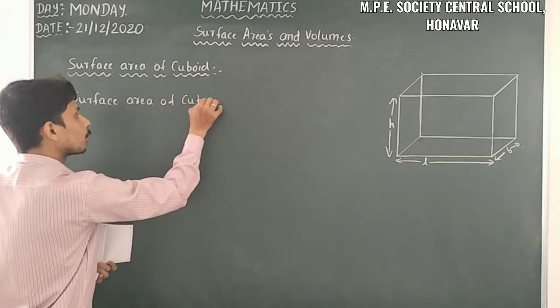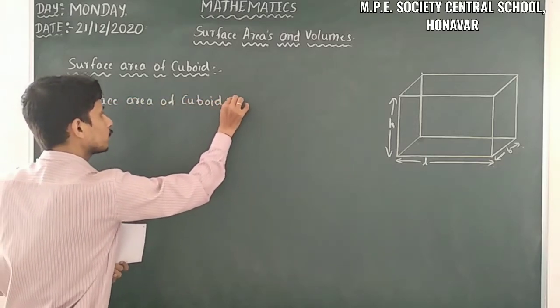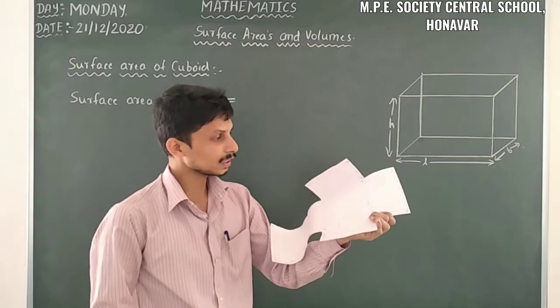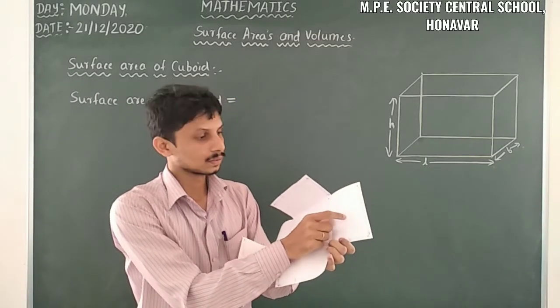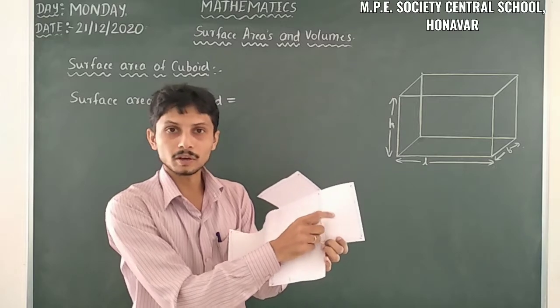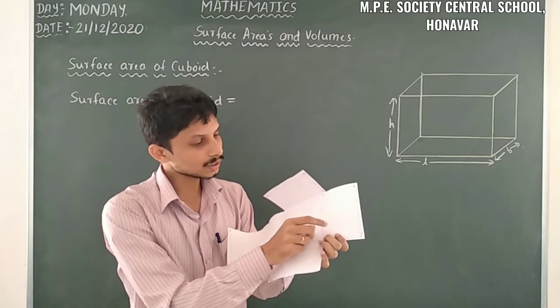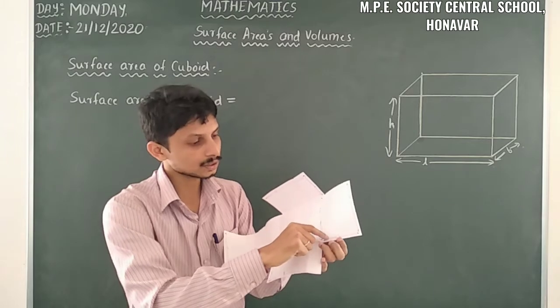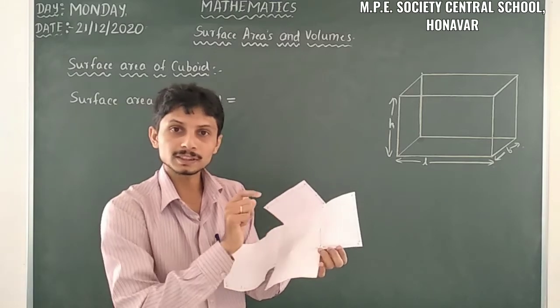Surface area of a cuboid. How do we take that one? We have to know. Yes, so just observe. Firstly, I will take this face and consider it as 1. Observe, it's a rectangle. Just observe the area of the first rectangle.